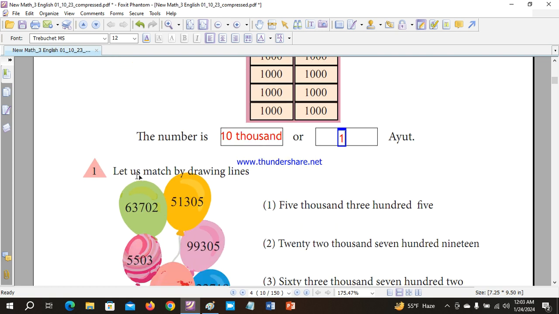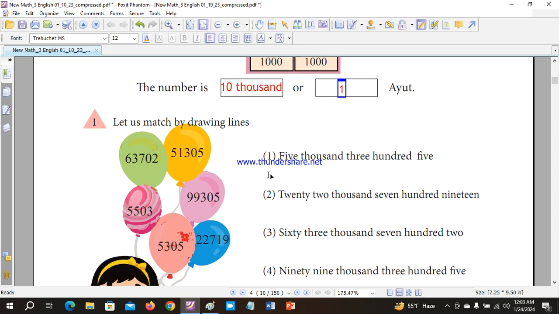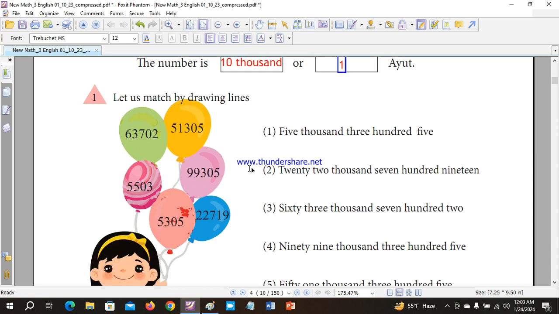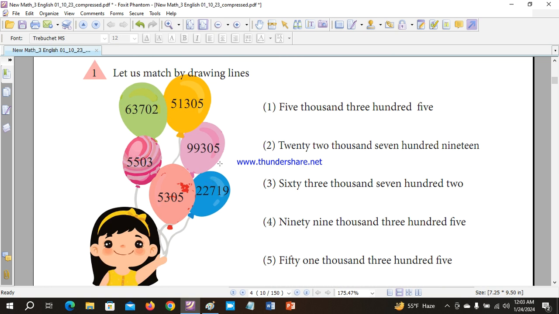Let's do it. Let us match by drawing lines. Here is the number in figure, I mean in digits, and here is the number in words. So let's match by drawing lines. Number 1, 5305. 5305 here. So we can draw the line from 1 to this balloon.